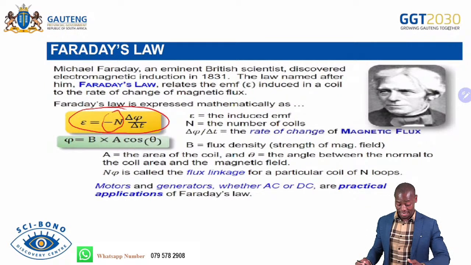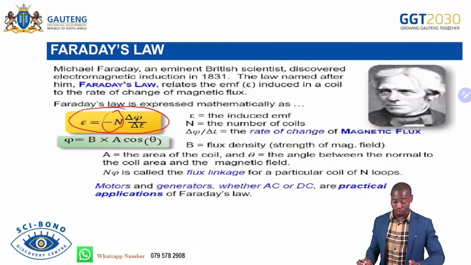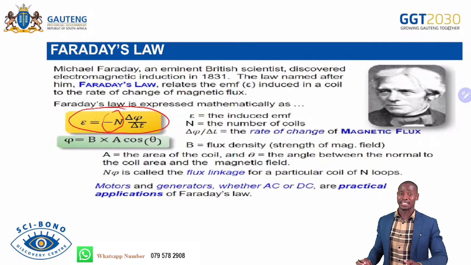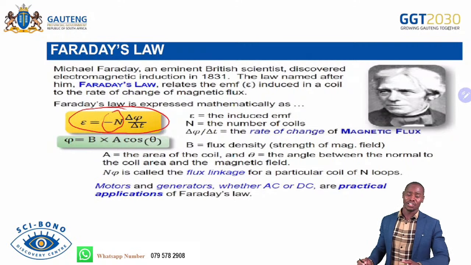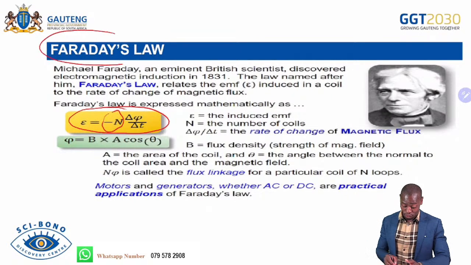And that is what we call Faraday's law. So you must know how to define Faraday's law, right? The induced EMF is directly proportional to the rate of change in magnetic flux linkage. But remember, EMF is induced in a coil if there is relative motion between the coil and the magnetic field. So if we have a changing magnetic field, EMF will be induced in that coil, and that induced EMF is directly proportional to the rate of change in magnetic flux linkage. And that is what we call Faraday's law.